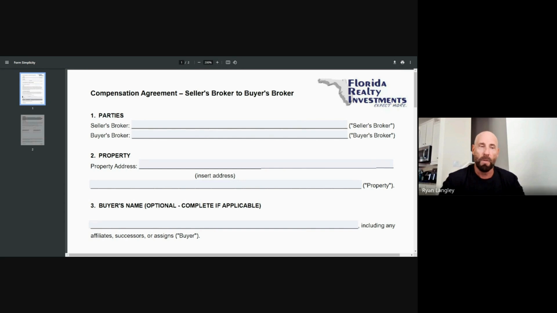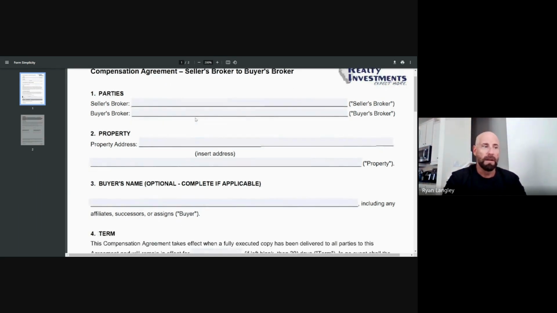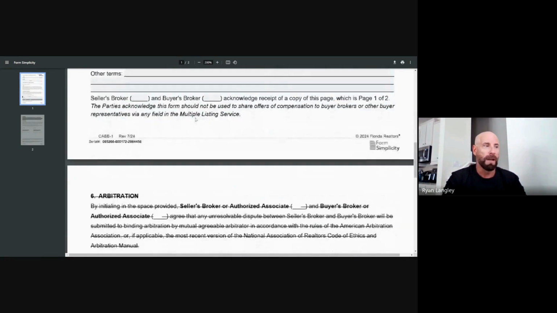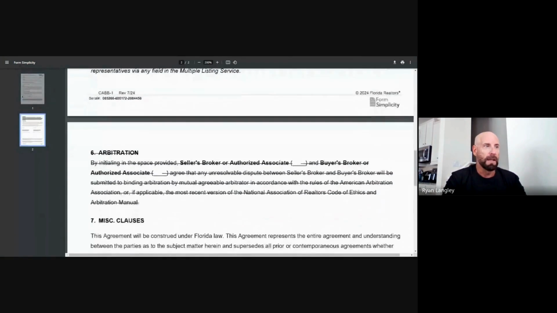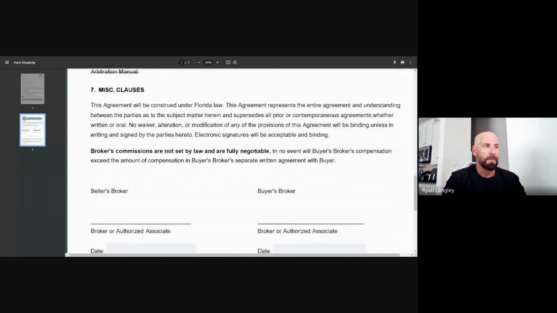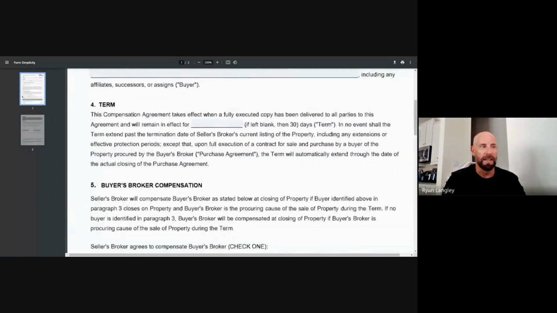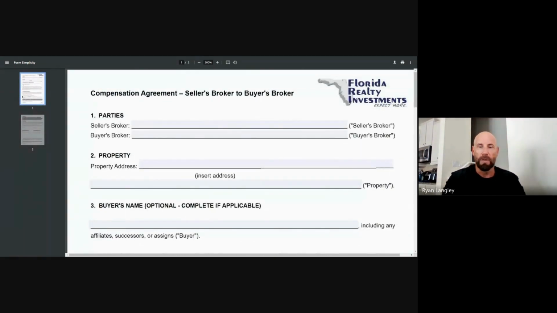Otherwise, you cannot take more than what's in the buyer brokerage agreement. I'm going to go through this other one first. But on that form, in fact, it says it on the bottom of every form, I think, that in no event will buyer broker's compensation exceed the amount of compensation in buyer broker's separate written agreement with buyer. Every form says that on it. This isn't even that form, and it says it on it. So this is seller's broker to buyer's broker. But I want to get onto this. So yes, just modification of buyer's brokerage agreement.